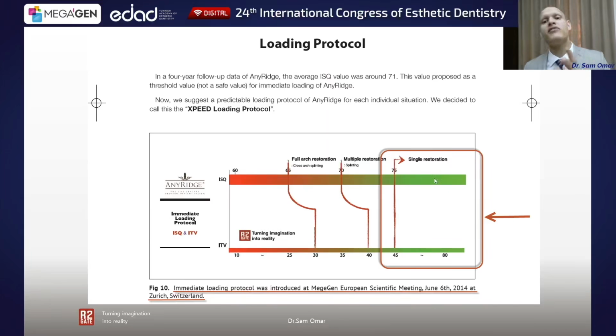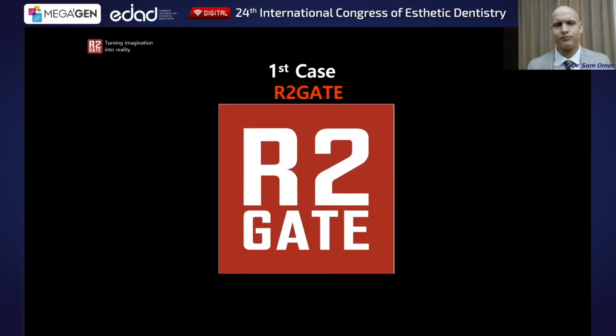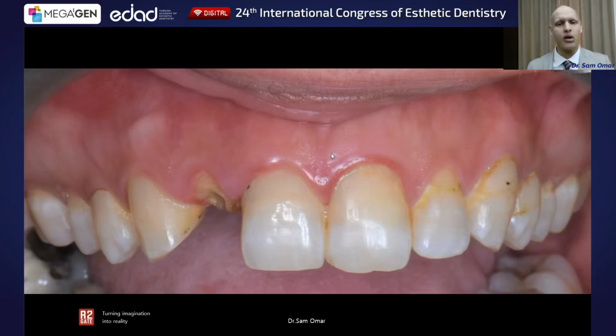So basically you find that the more implants we have and the more splinted they are, the numbers actually go down. And that's because of the splinting phenomenon. With full arch restoration, we have what we call cross arch splinting, so we have implants on either side of the arch that are supporting each other. With this in mind, let's show the first case with R2Gate.